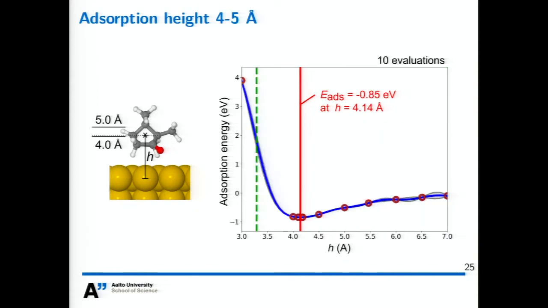And here, BOS is planning to take the next evaluation at the area of high uncertainty. When we calculate 5 more energy points, we have converged our global minimum to 4.14 angstroms, and we also see that the rest of the energy function is fairly well converged.